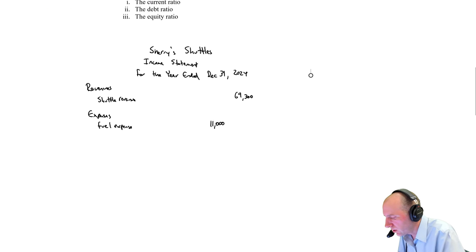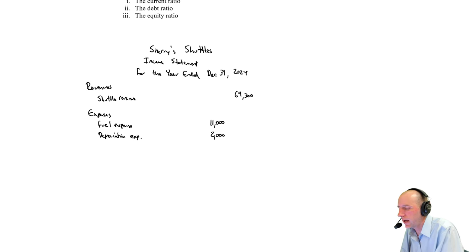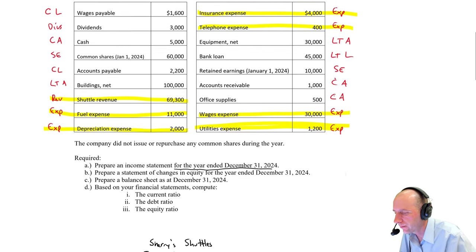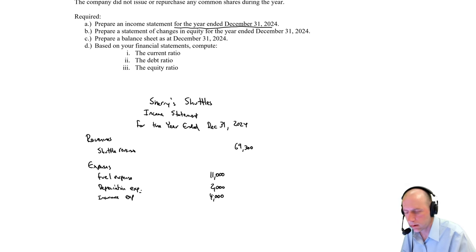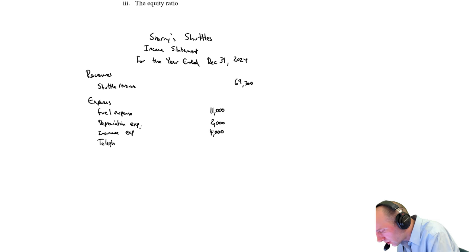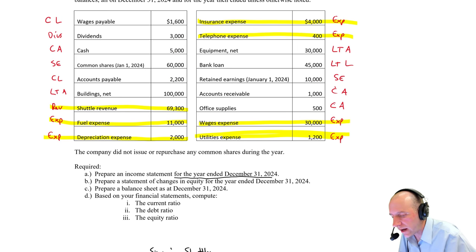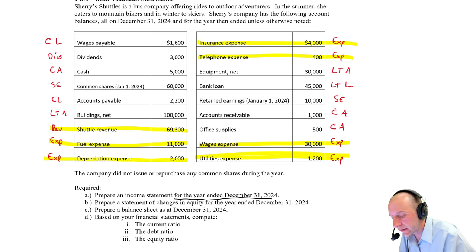Fuel expense, I forget the amount, $11,000. We've got depreciation expense of $2,000. Now, one thing I'm not picky about is I allow my students to write exp instead of expense. Your prof might or might not allow that. Insurance expense, $4,000. Telephone expense, $400. Wages expense, $30,000. Utilities expense, $1,200.